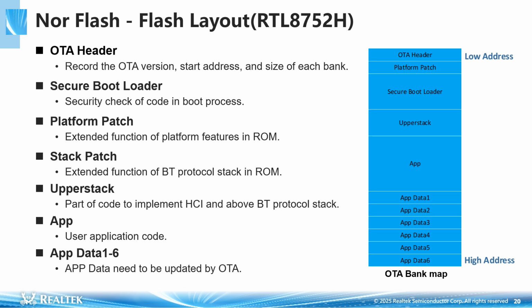The app section is primarily where the developer's application code resides, allowing developers to load and execute specific application functions to meet diverse application requirements. App data 1 to 6 are application data that need to be updated via OTA. Splitting application data into multiple blocks helps provide greater flexibility during updates or adjustments.